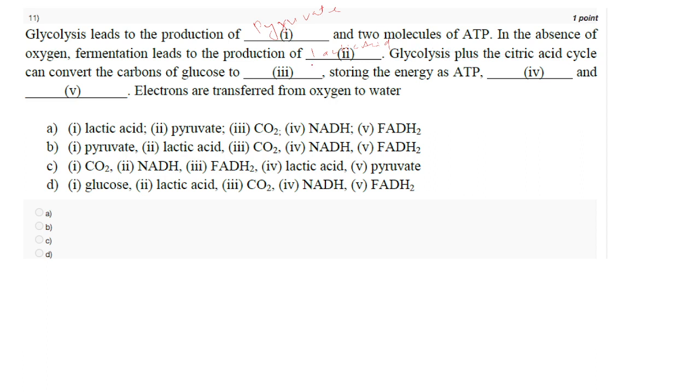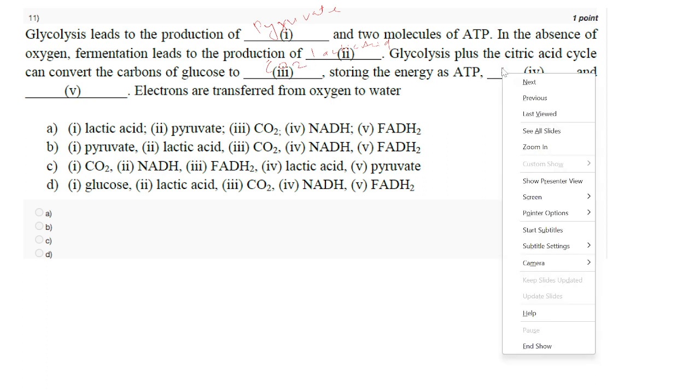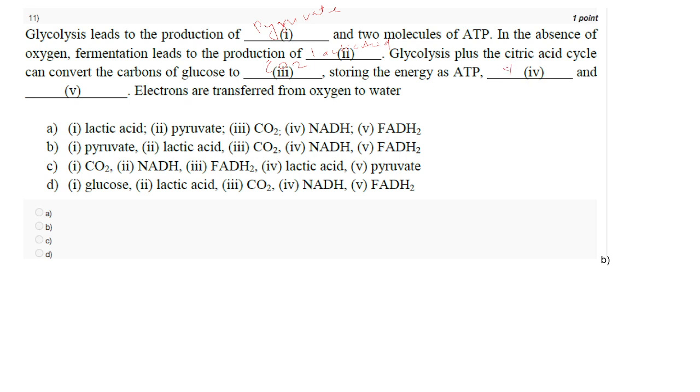Glycolysis plus the citric acid cycle can convert the carbon of glucose to CO2, storing the energy as ATP. And here again, NADH and FADH2 store the energy as ATP, NADH and FADH2. Okay, so option B is correct, right?